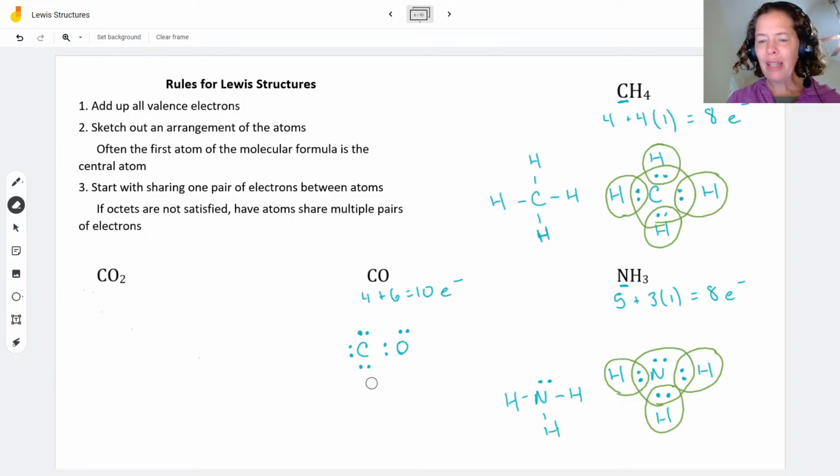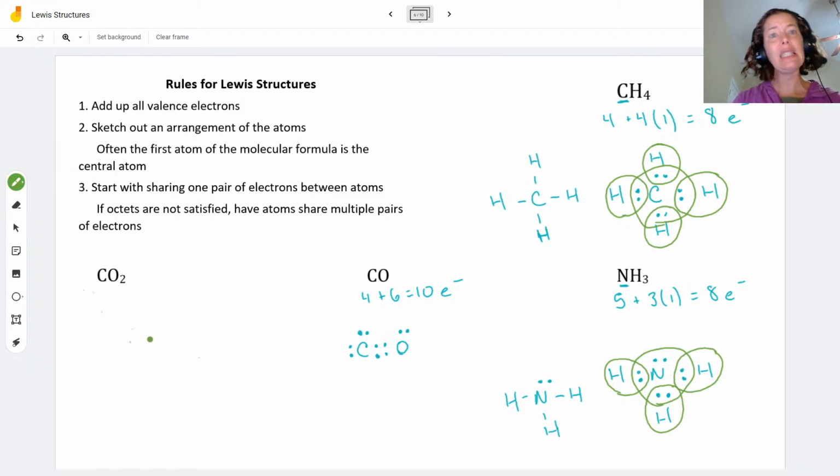Okay, so to make them share more, I'm going to erase a pair of electrons from carbon, and I'm going to put it in the middle. So now they're sharing 4 electrons. Now, before I check octets, I want to make sure that I still have 10 electrons in this drawing, because when you start erasing pairs and moving them, it is very easy to either accidentally add a pair in or remove a pair. So I just want to check. I've got 2, 4, 6, 8, 10. I still have 10 electrons.